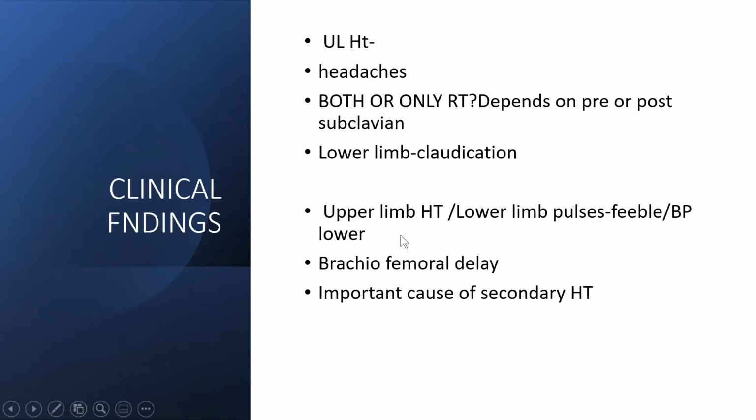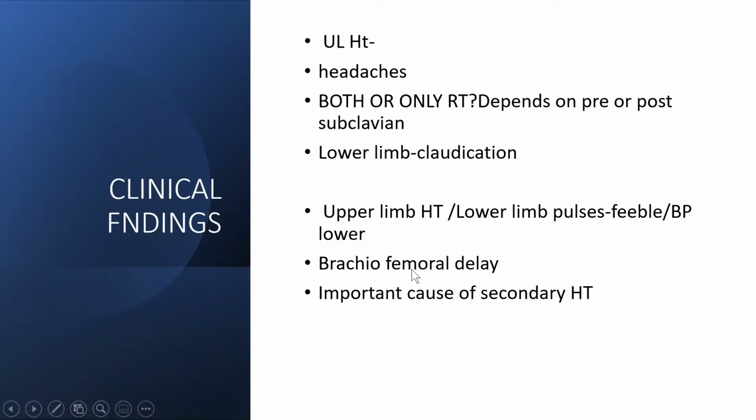So this is one condition where you should take the blood pressure in the lower limbs also. So you get a hypertension in the upper limbs and you don't feel a pulse in the lower limbs, then definitely you have to record the lower limb blood pressure to make out that there is a coarctation.